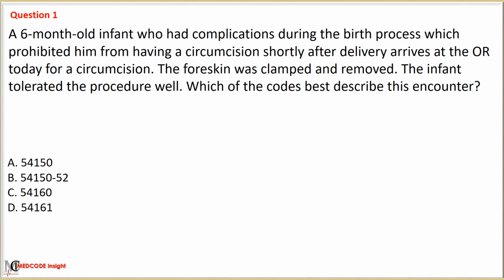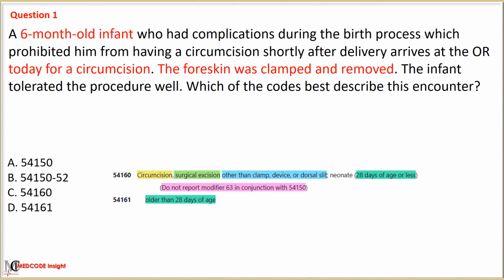Option A with code 54150, option B with code 54150 along with modifier 52, option C with code 54160, option D with code 54161. In the given scenario, circumcision was performed on a 6-month-old infant using a clamp to separate the foreskin. Based on this information, we can easily eliminate options C and D with codes 54160 and 54161 as these codes are used for circumcision performed using surgical excision or techniques other than clamp or device.